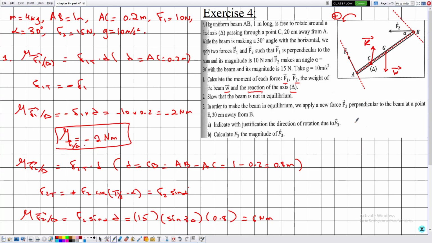So let me write here that the moment of the force F1 around delta is equal to minus 2 newton meter. The moment of the force F2 around delta is equal to 60 newton meter.